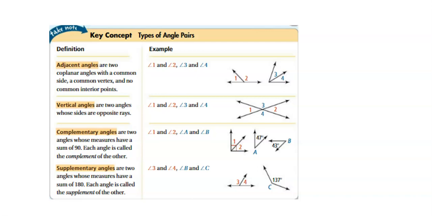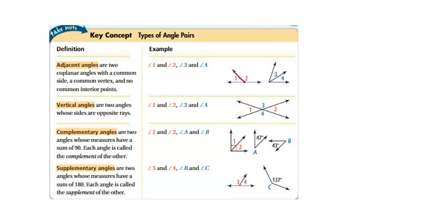Adjacent angles are 2 coplanar angles with a common side, a common vertex, and no common interior points. So if you look at the 2 pictures off to the right, angles 1 and 2 are right next to each other. That means that they're adjacent. There's no spaces in between. They don't overlap each other. They do have a common vertex, which is right here. They're in the same plane, and they share a common side, which is right there. Same with angles 3 and 4.